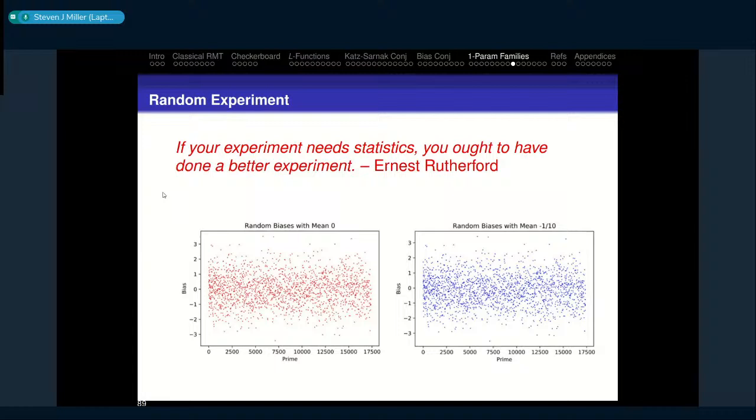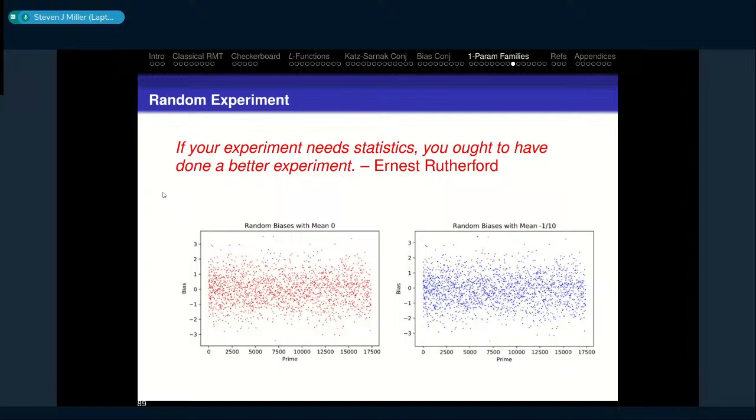So here are two very similar data sets. The first is random biases with mean zero. The other is random biases with mean negative 110. I debated showing you these pictures without the labels of zero and negative 110 to see: can you actually detect a slight difference? Or better yet, not shifting every point by negative 110 and just giving you two data sets drawn slightly differently, can you see the difference?